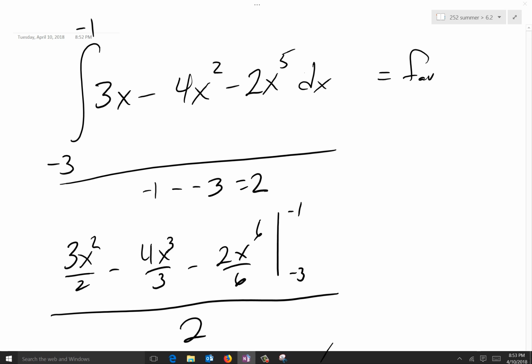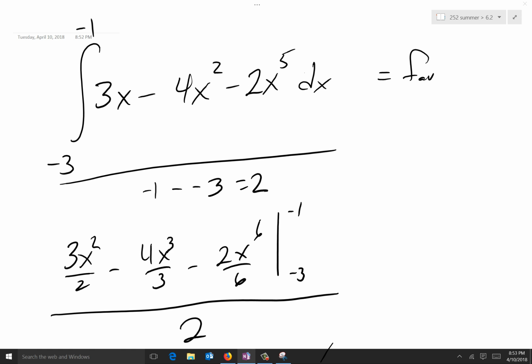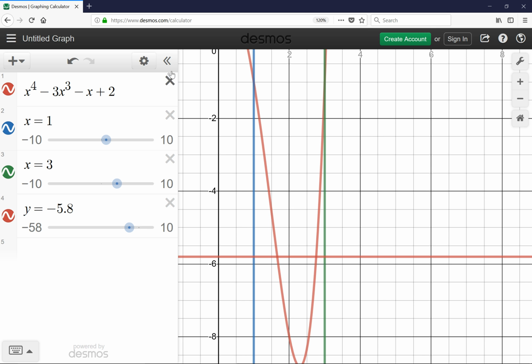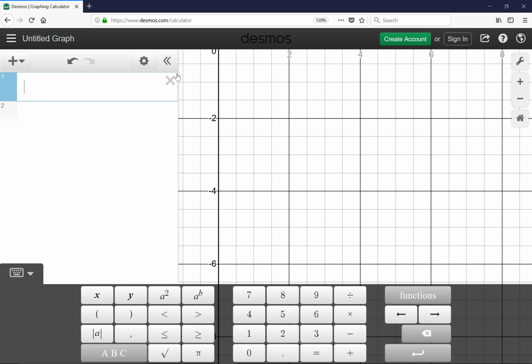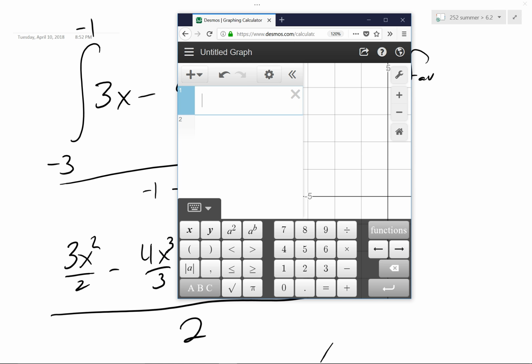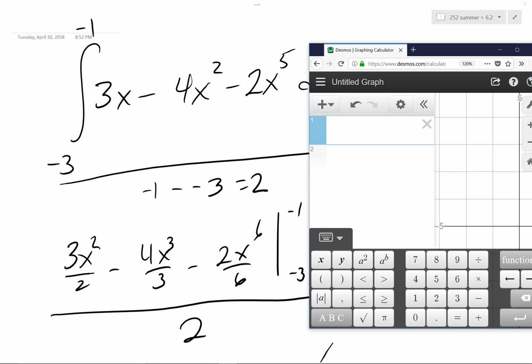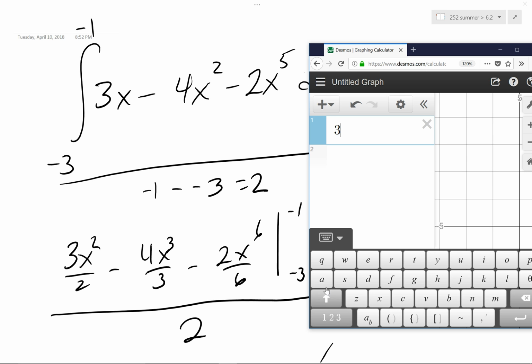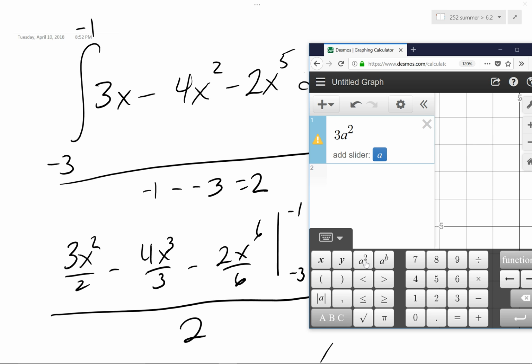Okay, remember, the width cannot be negative. That doesn't make sense. Okay? The height can, but the width can't be. That's just weird. So we're going to go 3a squared divided by 2 minus 4a to the 3rd. What are you doing?